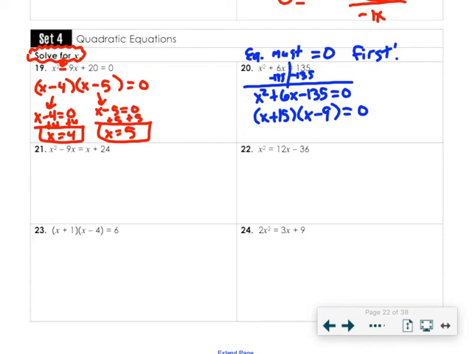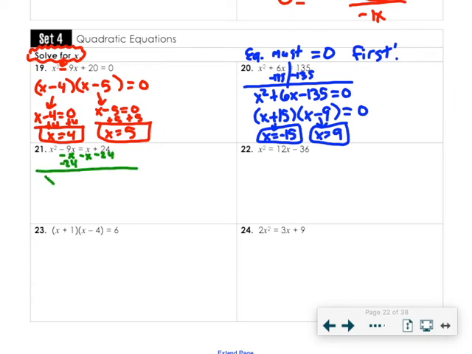This gives us two possible answers. So the thing that would make this parenthesis 0 is negative 15. Okay? Negative 15 plus 15 would be 0. The thing that would make this one 0 is positive 9. So we're kind of flipping the sign when we get that final answer. Okay, number 21. Okay, make one side equal to 0 first. So I'm going to move everything to the left. I'm going to move this x over. It's going to combine with that negative 9x. And then we have to move the 24 over as well.